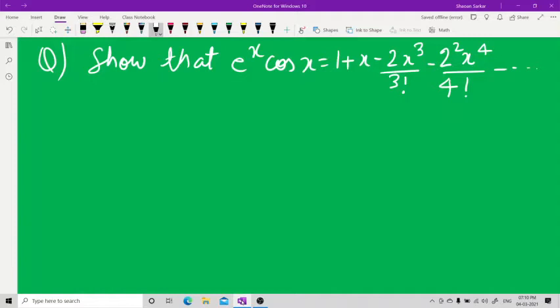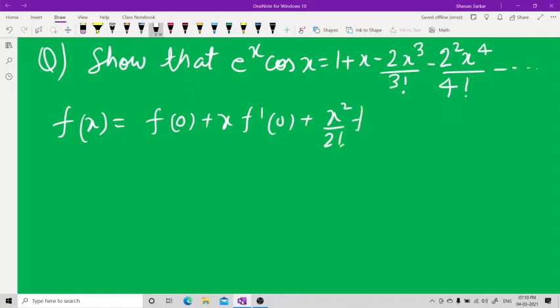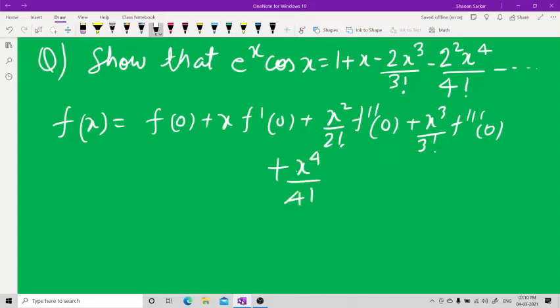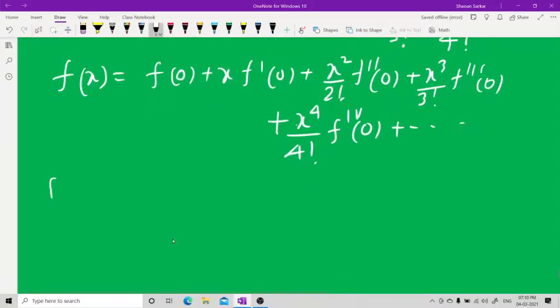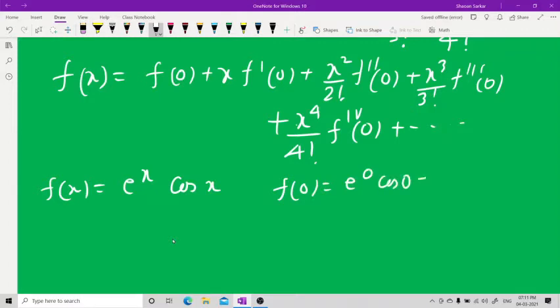We'll take the Maclaurin's infinite series formula. The Maclaurin's infinite series formula is f(x) is equal to f(0) plus x f dash 0 plus x square by 2 factorial f double dash 0 plus x cube by 3 factorial f triple dash 0 plus x to the power of 4 by 4 factorial f4 0 and so forth. Now you have f(x) as e to the power of x cos x. So f of 0 is e to the power of 0 cos 0, which is nothing but 1 into 1, is 1.